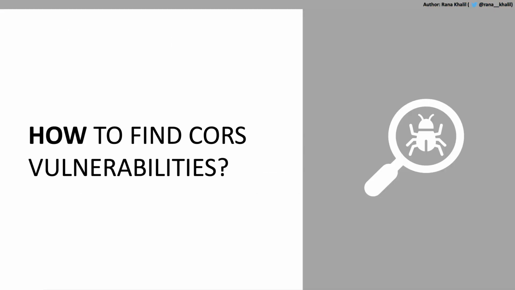Alright, in the past couple of slides, we discussed what CORS vulnerabilities are, the different types of CORS vulnerabilities, the impact of CORS vulnerabilities, and how common and critical CORS vulnerabilities can be. In this section, we'll discuss how to find CORS vulnerabilities. So imagine you've been given an application and asked to test it. How would you go about testing this application to see if it's vulnerable?